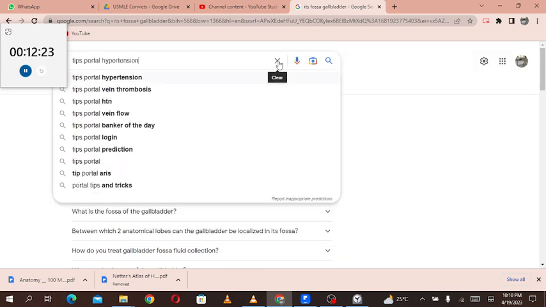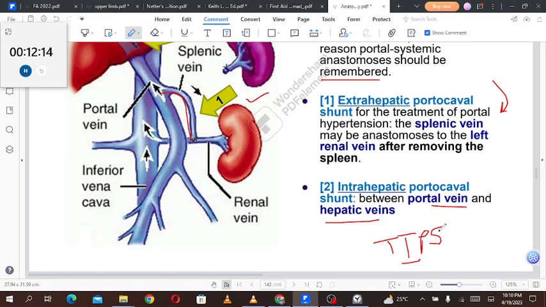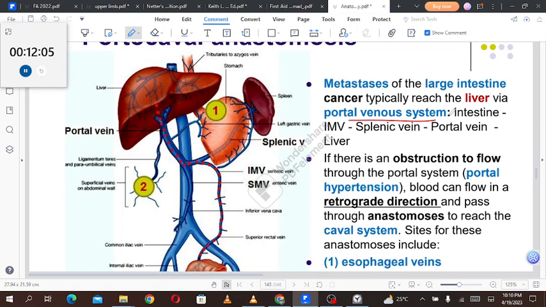Portal hypertension. TIPS means transjugular intrahepatic portosystemic shunt. A shunt is being formed between the portal and the hepatic veins directly, a portocaval shunt between the portal vein and the hepatic veins. Then metastases of the large intestine cancer typically reach the liver via the portal systemic veins.